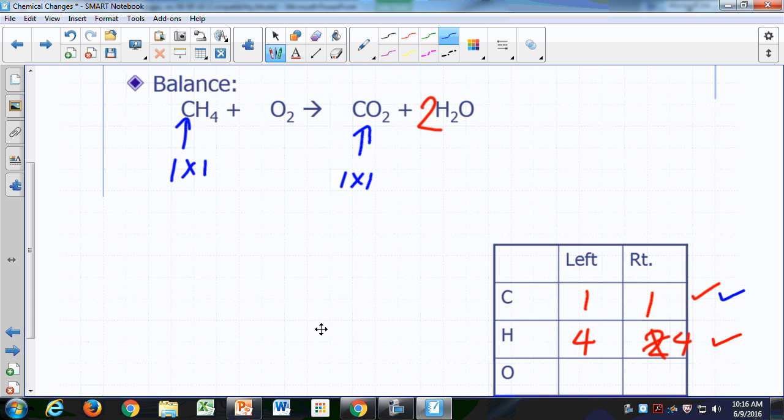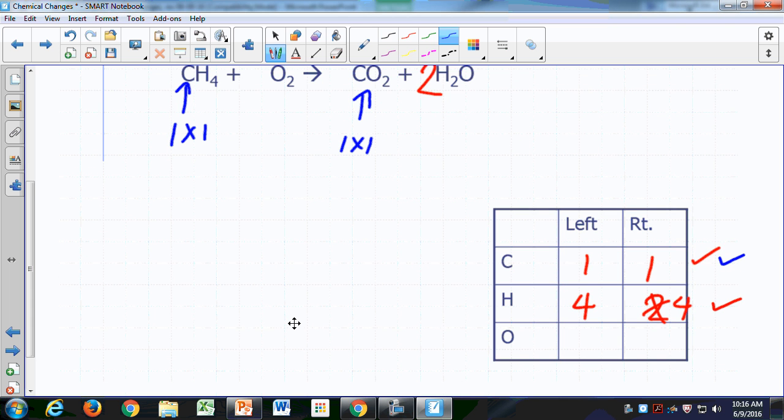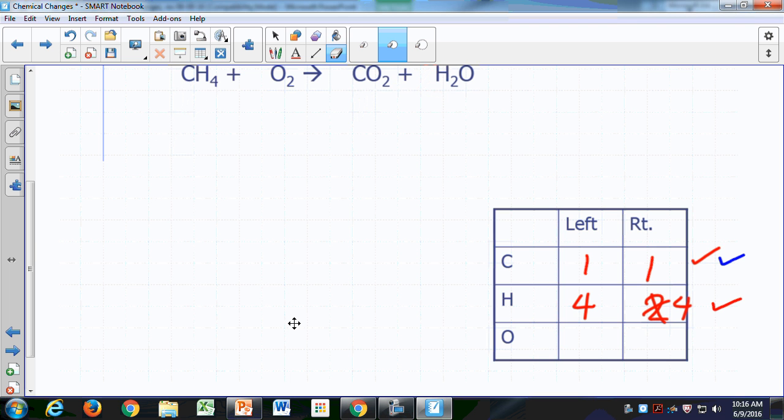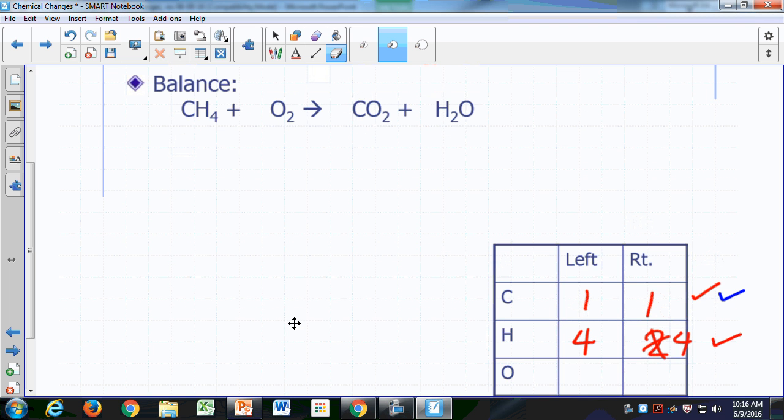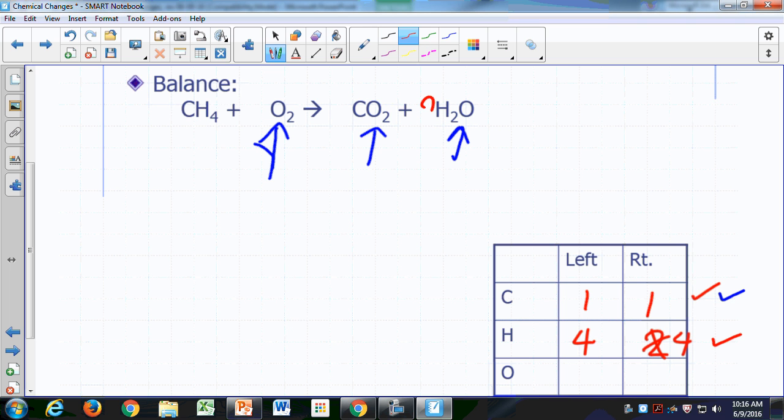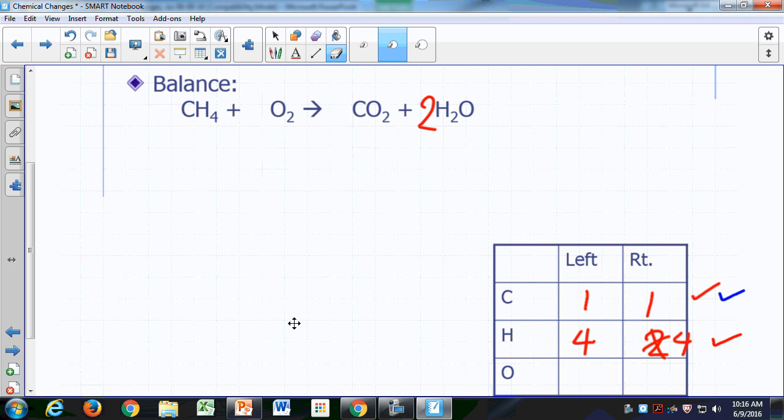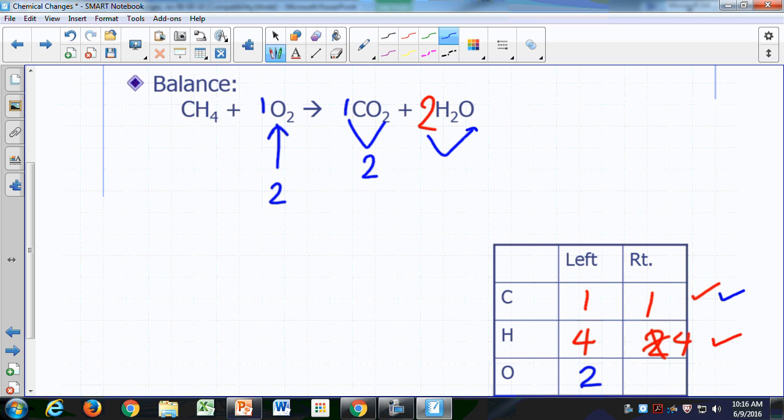So finally, you've done carbon and hydrogen. Let's balance oxygen. Why did I leave oxygen last? It's because it shows up once on the left, but it shows up twice on the right. And I already had this with a 2 here. So how do I balance my oxygen? Well, let's compare. On the left, I have 2, so that's 1 times 2. On the right, I have 1 times 2 here, and 2 times 1 there. There's a 1 there, so 2 plus 2 gives me 4 oxygens on the right.